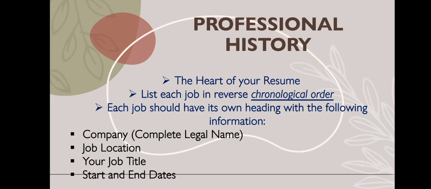while writing your professional history. At first, write the complete legal name of your company and its job location. Then write your job title, under which title you were working, and then the start and end dates of your working tenure. So this is how you have to write your professional history, from latest to the oldest one.